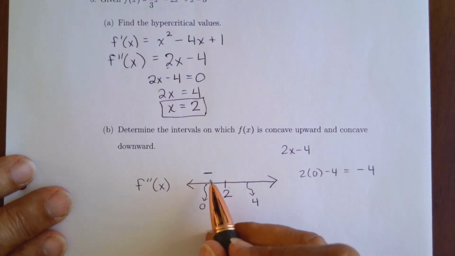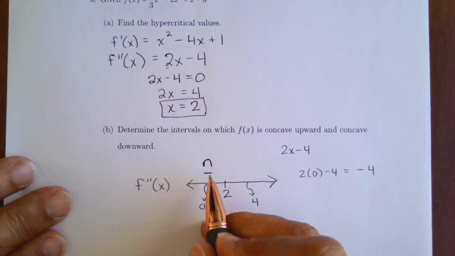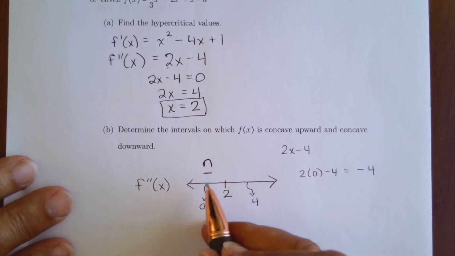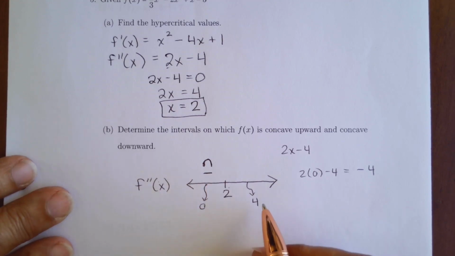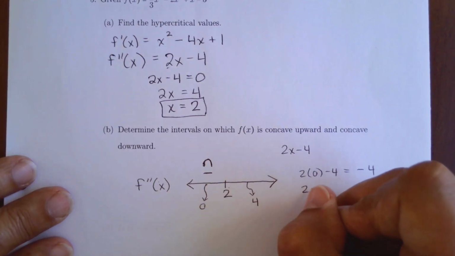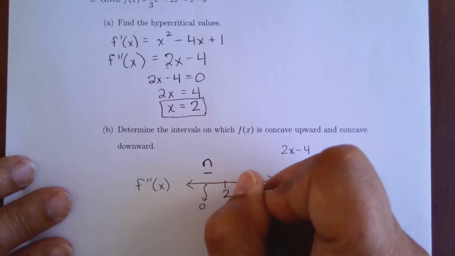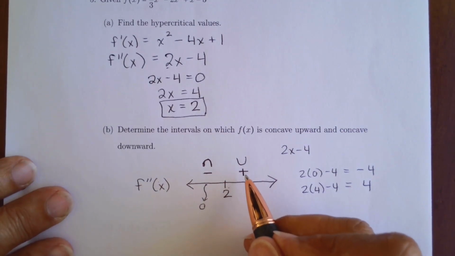And where the second derivative is negative, I like to use this symbol because that tells me concave down. Okay, not decreasing, but concave down. If this was the first derivative, that negative sign means decreasing. All right, then we're going to pick 4 in here. 2 times 4 minus 4. 8 minus 4 is positive 4. So this side of 2 is positive, which means this side of the graph is concave up.